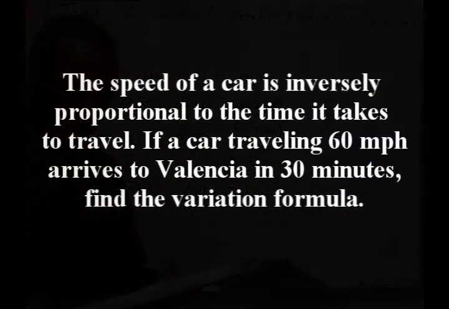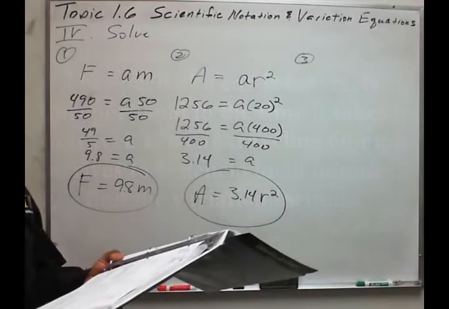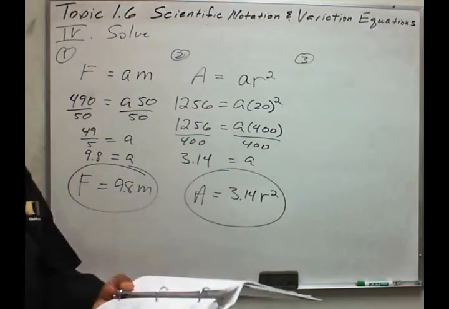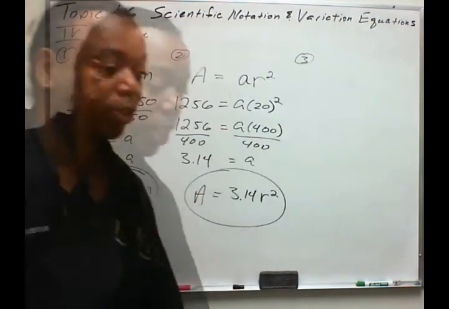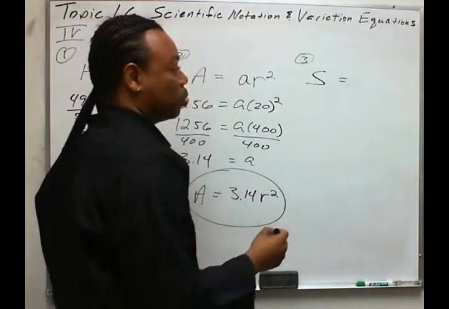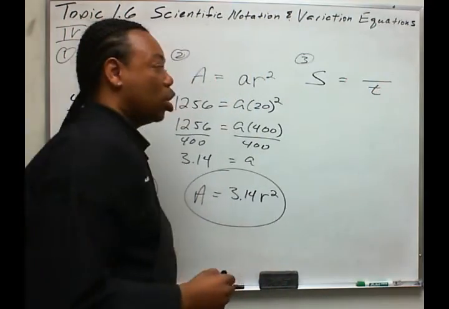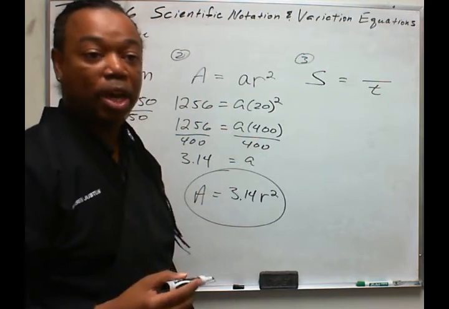Number 3. The speed of a car is inversely proportional to the time it takes to travel. If a car traveling 60 miles per hour arrives in Valencia in 30 minutes, find the variation formula. Okay, the speed of a car is inversely proportional to the time it takes to travel. So, let's represent speed with the letter S, but it's inversely proportional to the time. So let's use T for time, but we'll put that in the denominator. What goes in the numerator is the unknown constant.